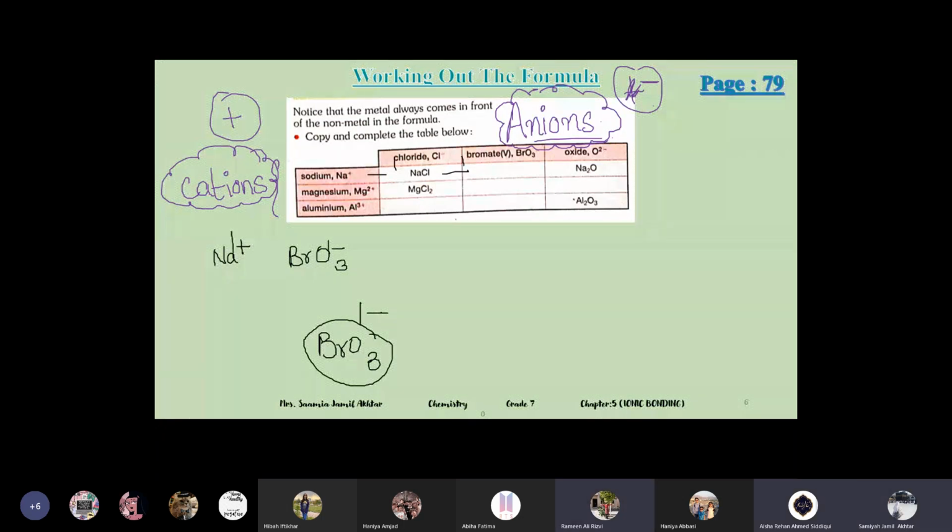1 minus and sodium is 1 plus. They are balanced already. So the formula will be simple, NaBrO3. Simple formula. So we'll write in the box NaBrO3 because the charges are balanced. You have to see the charges, not the number written down.